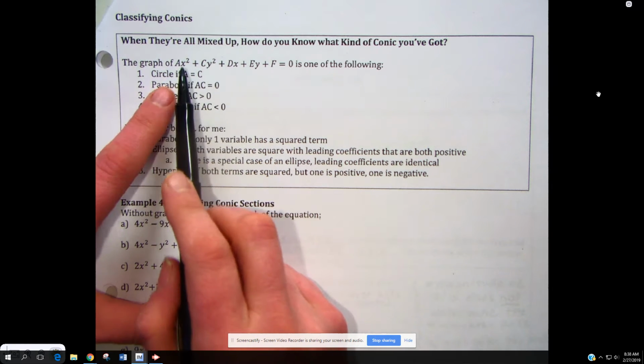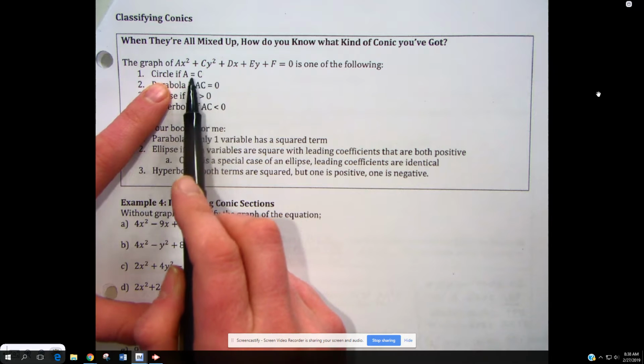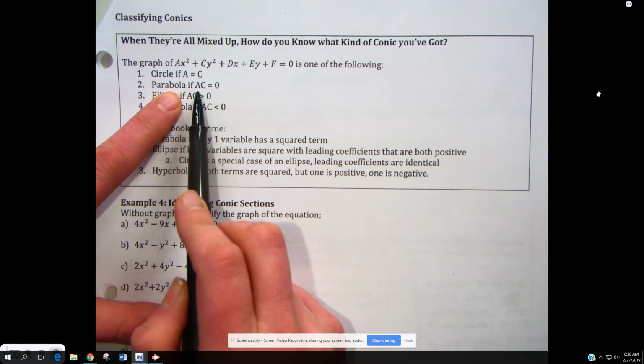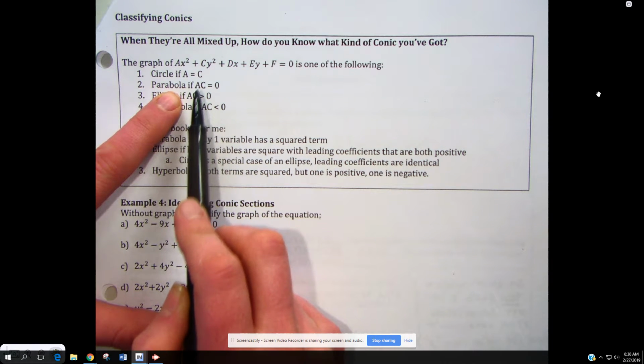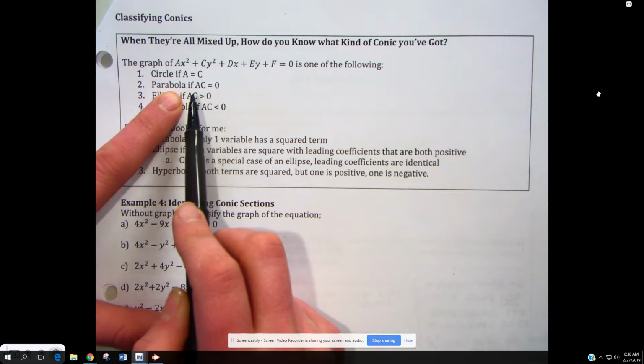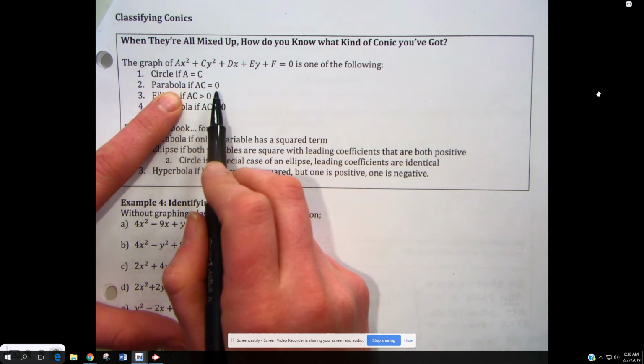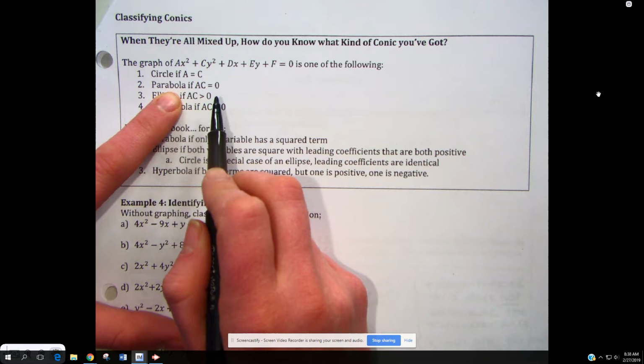If you have A and C equal to one another, you know you have a circle. If you have a parabola, then A times C is going to be 0. Why is that? Well, in order to get a 0 out of multiplication, one of them would have to be 0. And what do you know about a parabola? Only one squared term, right? So one of those would have to be 0.